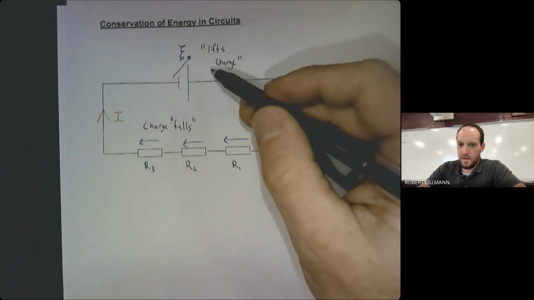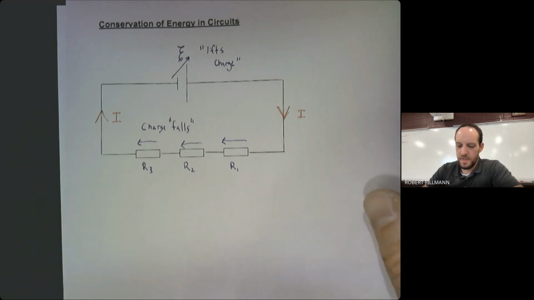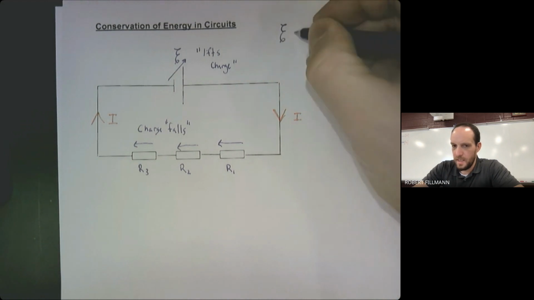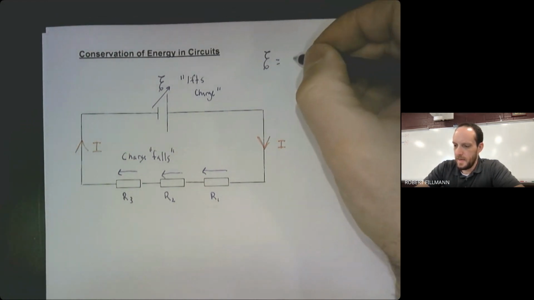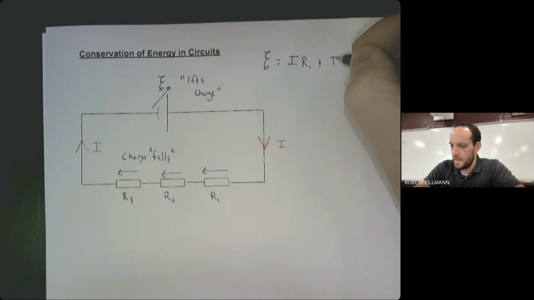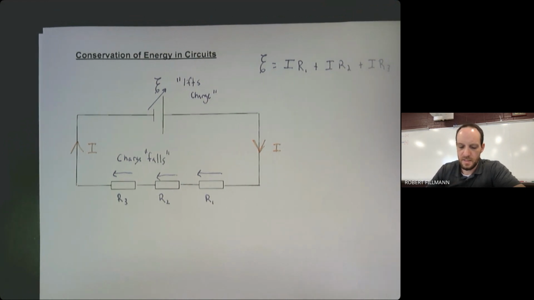Okay, so this is the energy coming in and this is the energy going out, and we're talking about energy conservation. Essentially what we're saying is that the volts, the energy, the joules per coulomb that we put in have to be accounted for in the energy going out. So we could say that the EMF is equal to IR1 plus IR2 plus IR3, which is the potential given to each of my 3 resistors. It has to be accounted for.